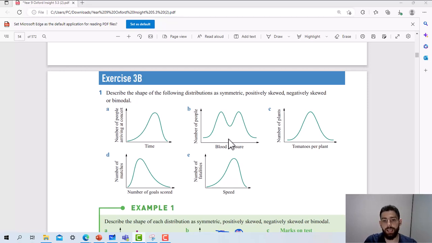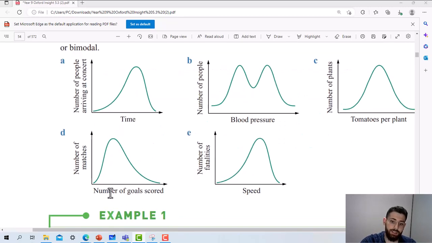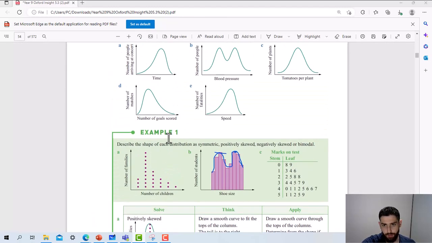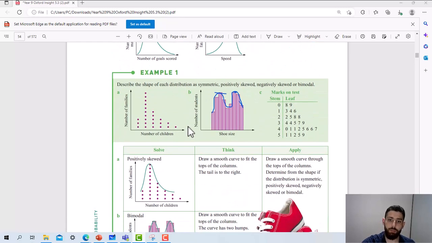Now let's move to a quick example here. Is this graph positively skewed or negatively skewed? It is negatively skewed because the tail is on the left hand side and most of the data are on the right hand side. And on the other hand, this graph is positively skewed because the tail is on the right hand side and most of the data are on the left. Now let's move to a quick example about the types of distribution.